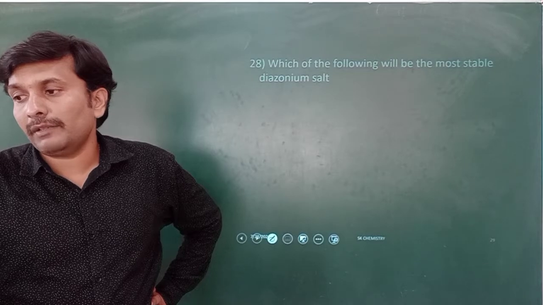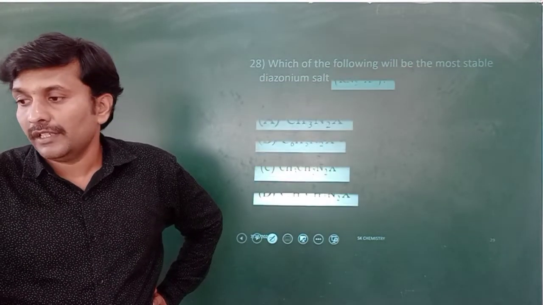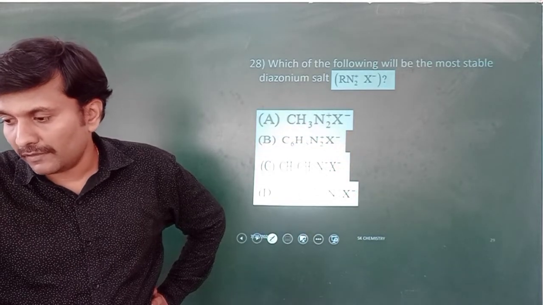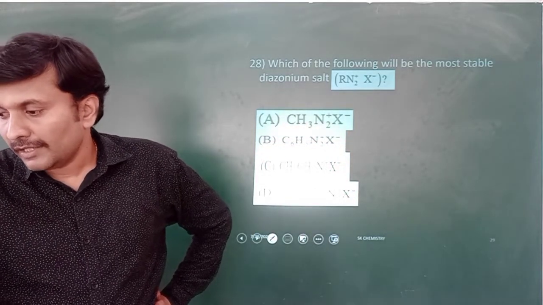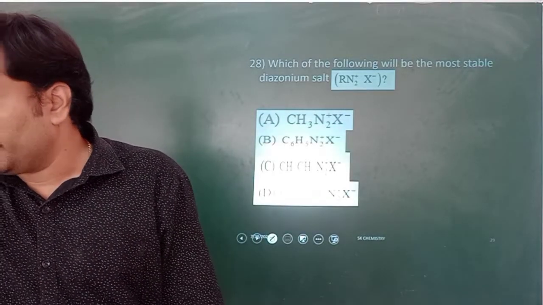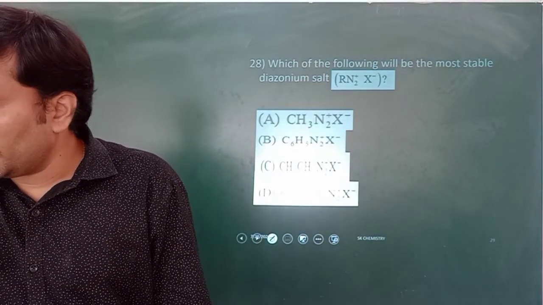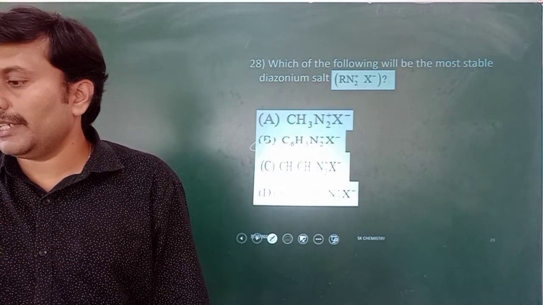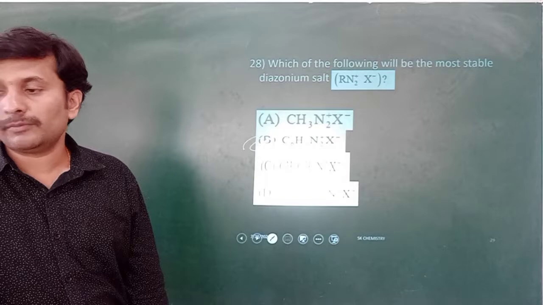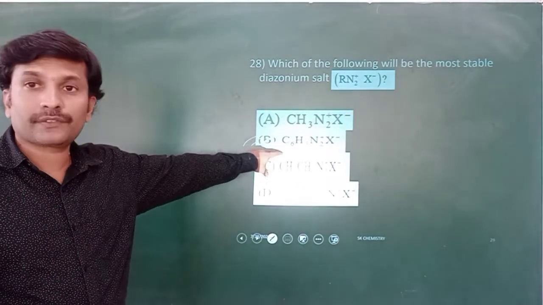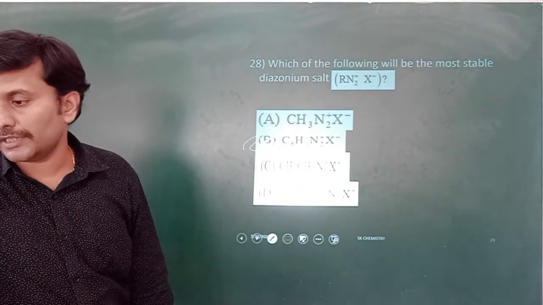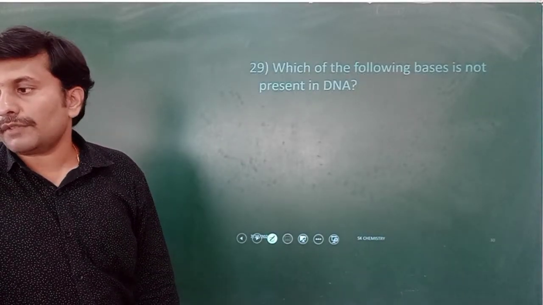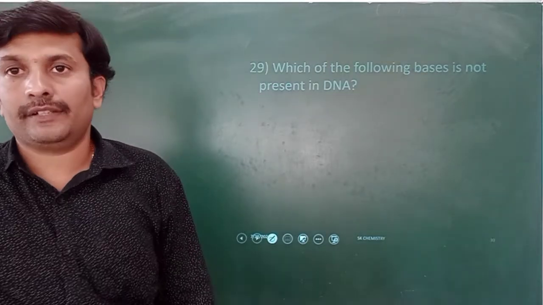Next, which of the following will be the most stable diazonium salt? So among the following diazonium salts, which is more stable because of the R group? That is option B. Option B it is because of the R group, that is C6H5, due to resonance. So which option? B. Next.